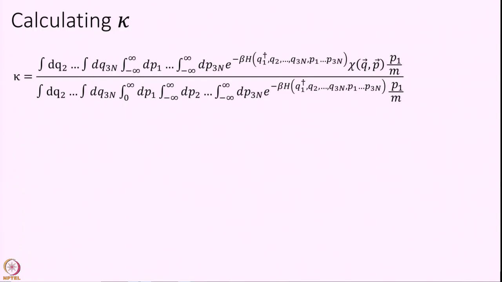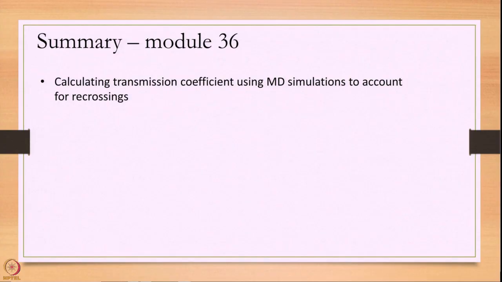So, in summary, we have today looked at how to calculate this transmission coefficient kappa using molecular dynamics to account for recrossings, and this kappa will always be between 0 and 1.